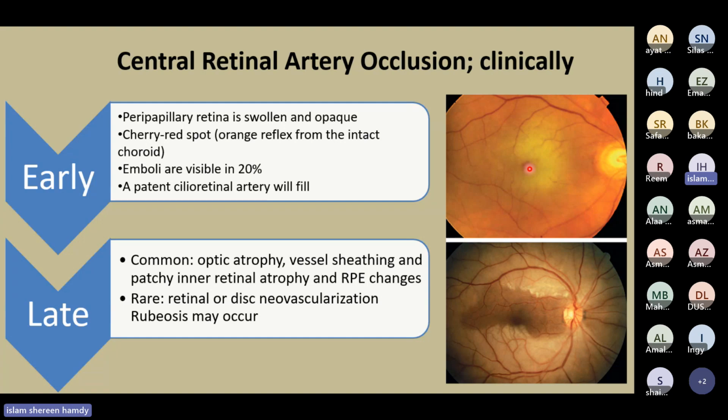And due to the contrast between the normal color of the choroid and the edematous retina, it gives this cherry red spot. This tends to fade over time because the edema will subside. When the edema subsides, you will have loss of that contrast and disappearance of the cherry red spot.